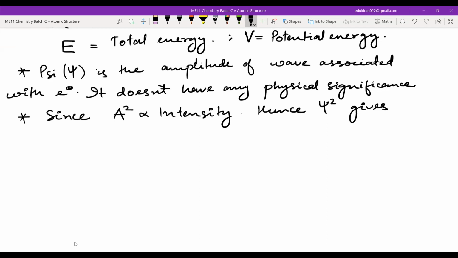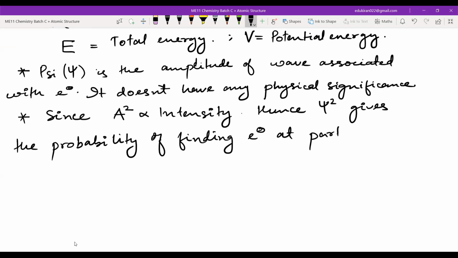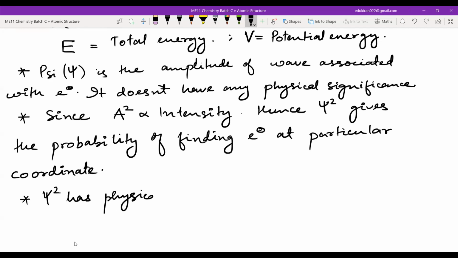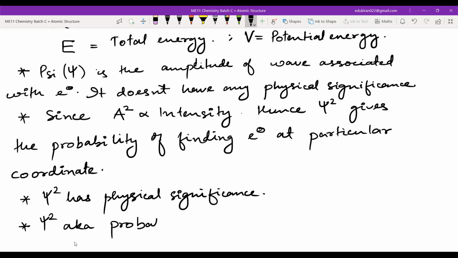Since amplitude square is proportional to intensity, hence psi square will give you the probability of finding electron at a particular coordinate. Hence psi square has physical significance. Psi square is also known as probability density.